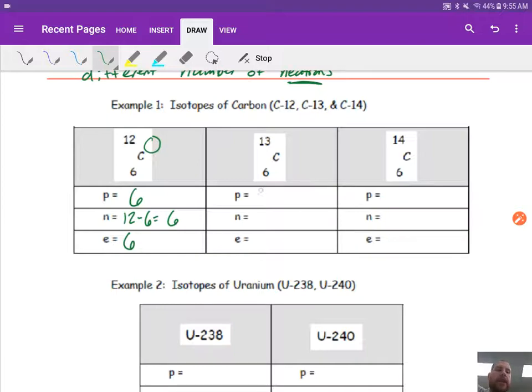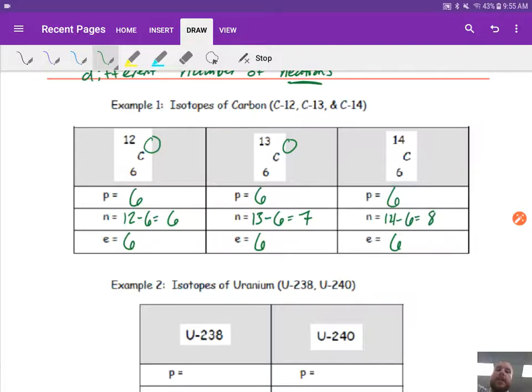Let's do the same thing over here. How many protons does carbon-13 have? 6 is still the same. I don't see a charge, so that means electrons are the same. So now to figure out the number of neutrons, I'm taking the mass minus the number of protons. So now I have 7 neutrons there. And likewise over here with carbon-14, we've got 6 protons, 6 electrons because no charge is there. And then again, 14 minus 6 gives me 8.